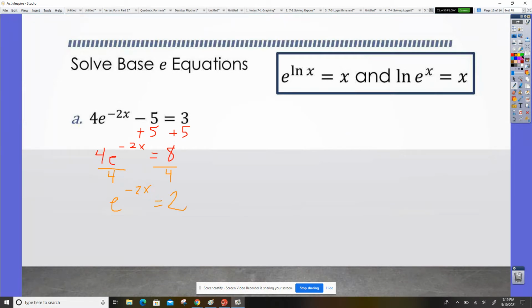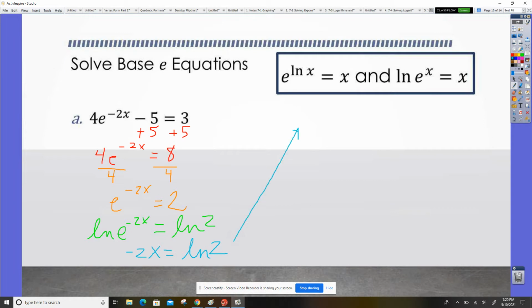Perfect. Now, what I'm going to do next is use this rule that we just talked about. Okay, so to get rid of this e, all I need to do is take the natural log of it, or take the ln of e to the power of negative 2x. But if I take the natural log of this side, I need to take the natural log of this side as well. Okay, so I have ln of e to the power of negative 2x is equal to ln of 2. Well, like I said before, the ln and the e cancel, and all I'm left with is that exponent, that negative 2x. So this says negative 2x is equal to ln of 2.